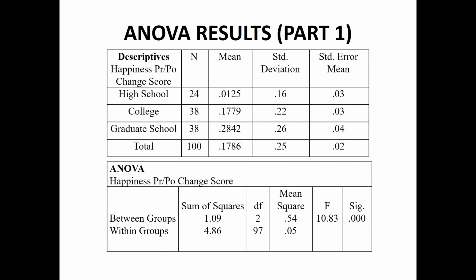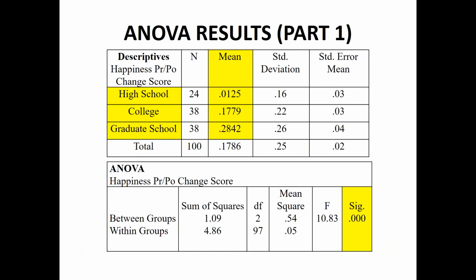Now, if we run it, these are the results we get. So this is the first part of the results. The descriptives, where we see the mean difference, right? Now in the bottom row, we see the sig is below 0.05. So that means there's a significant difference in the means.